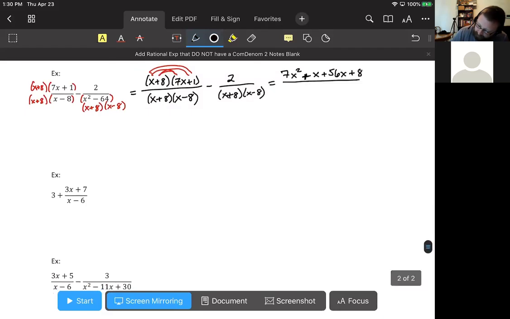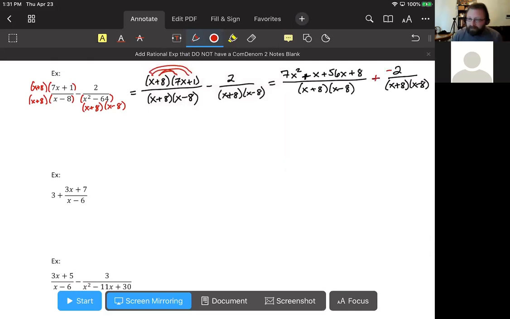Again, we're going to leave the denominators alone. There's no reason to change them. Minus 2 over x plus 8 times x minus 8. Now be very careful. What that means is you are adding negative 2. So don't lose that negative. Pay close attention to subtraction.